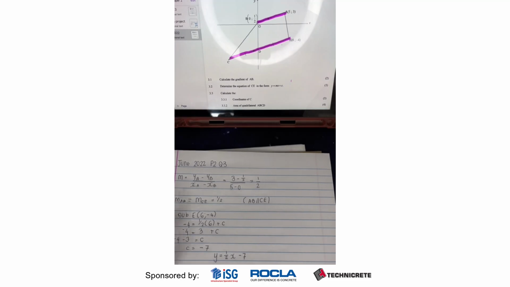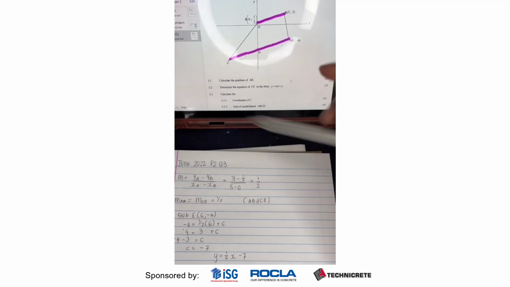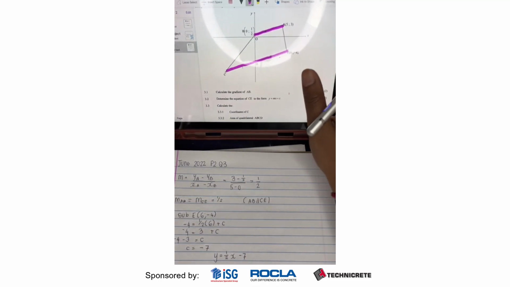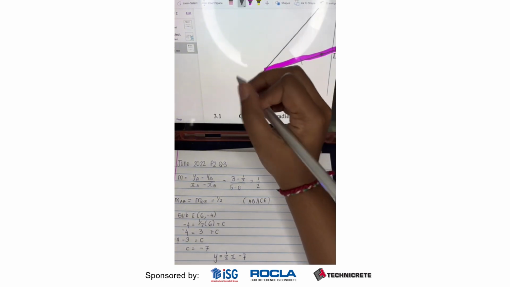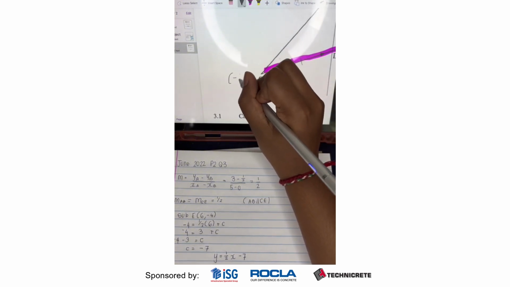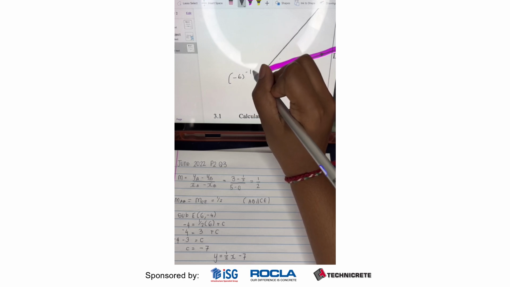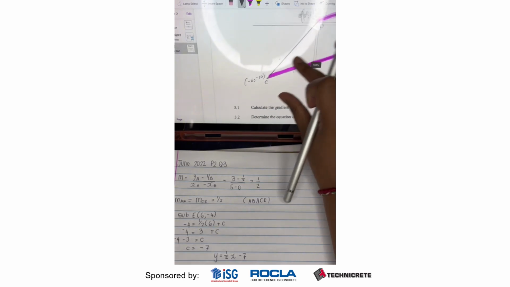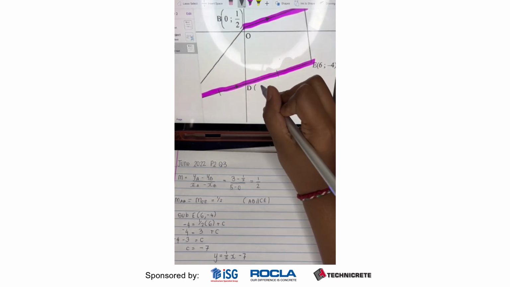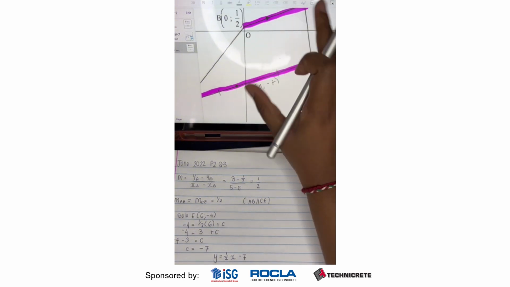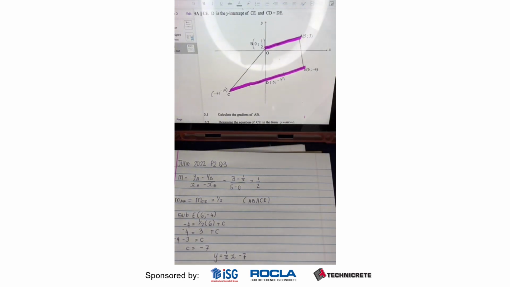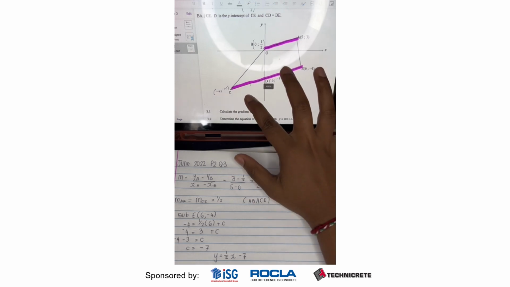Okay, let's fill that in so we don't get confused with what we have been given and what we are calculating. So we just calculated c to be -6, -10, and we know that d is 0, -7. Okay, now let's look at our next question.